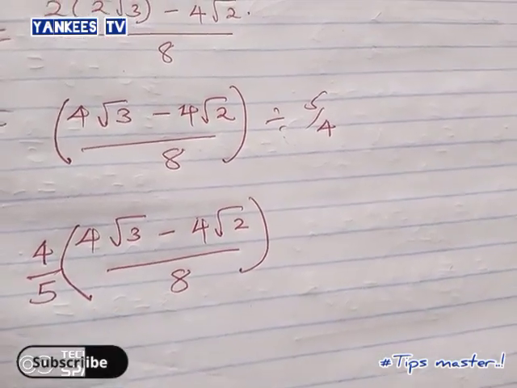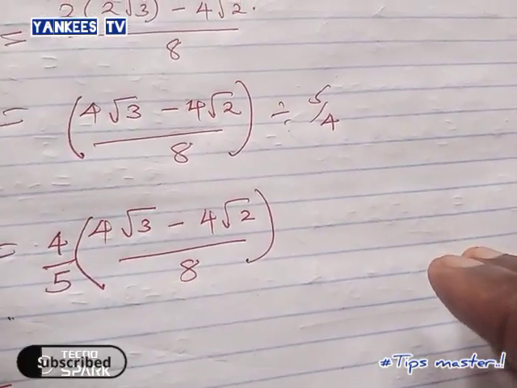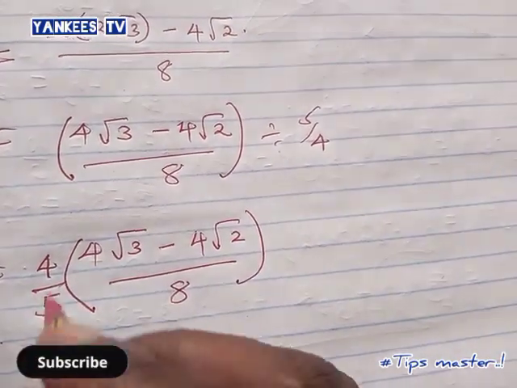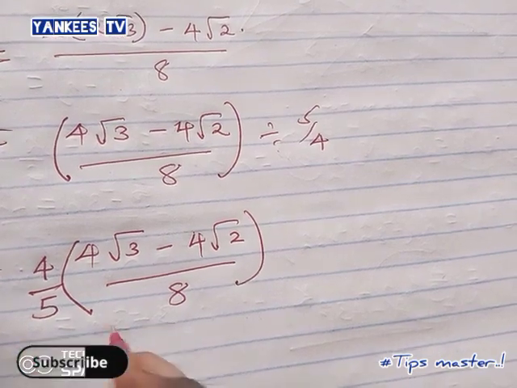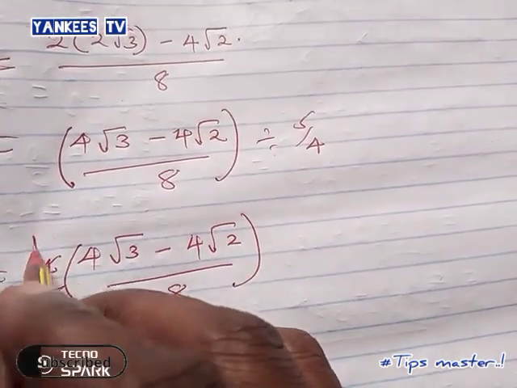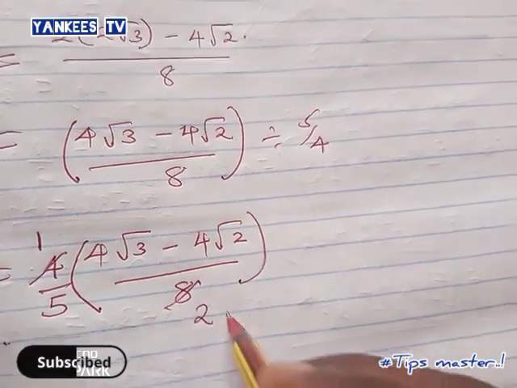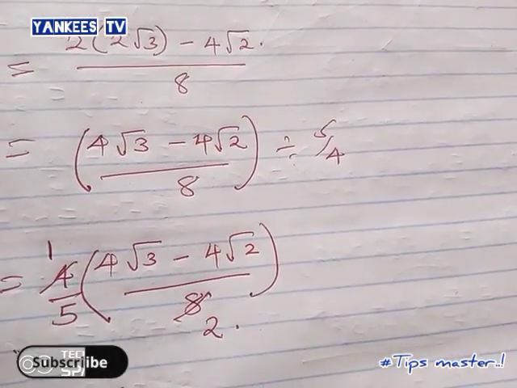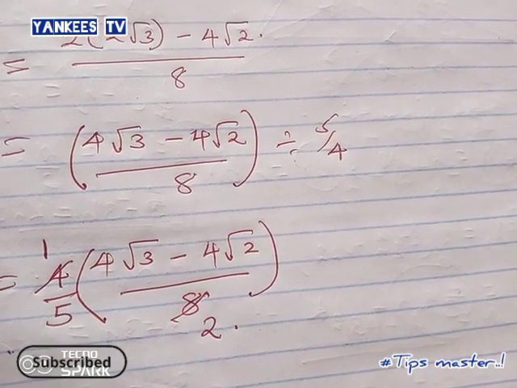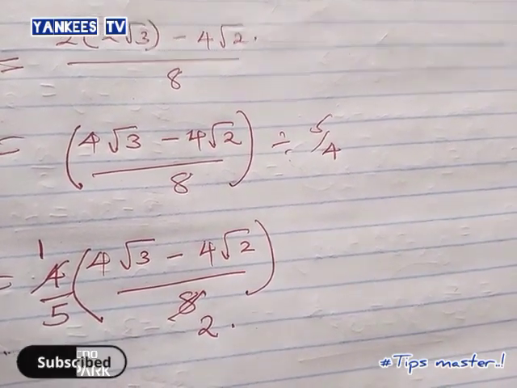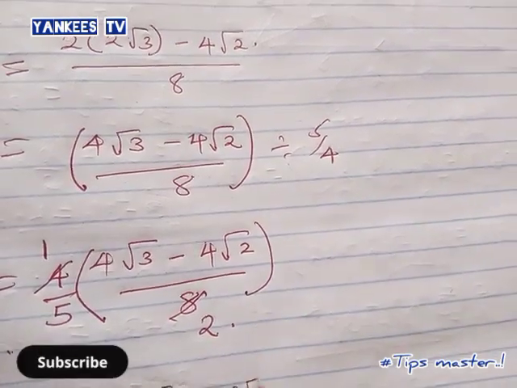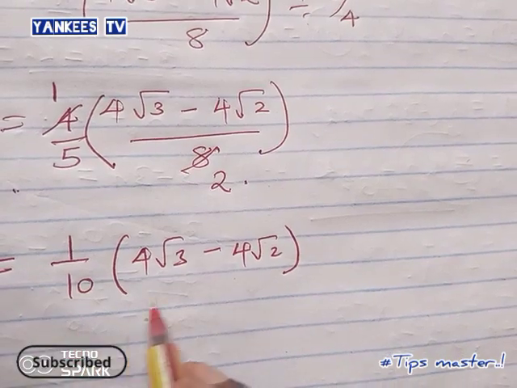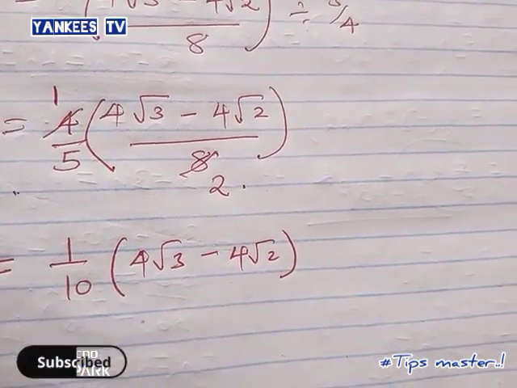So what do we have here? Breaking the bracket, 4 goes here 1, 4 goes here 2. Therefore we have 1 over 10 into 4 root 3 minus 4 root 2. The numerator, I hope, and the denominator are simplified, but we still have 10.